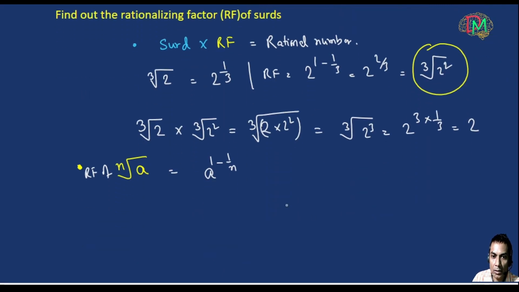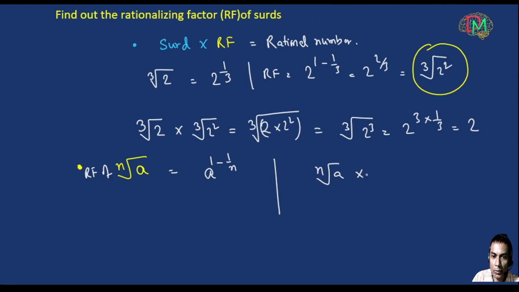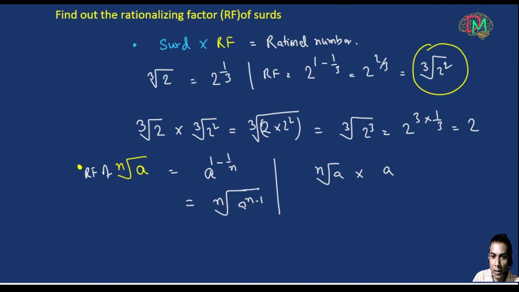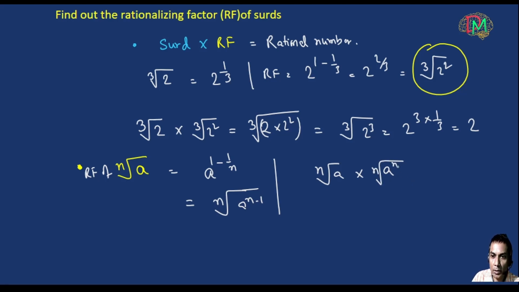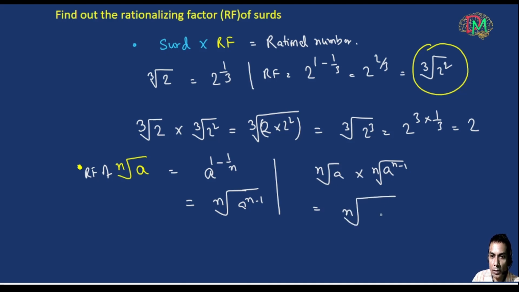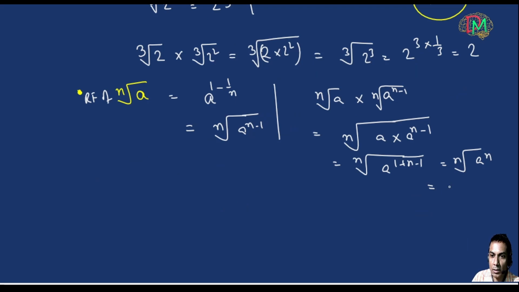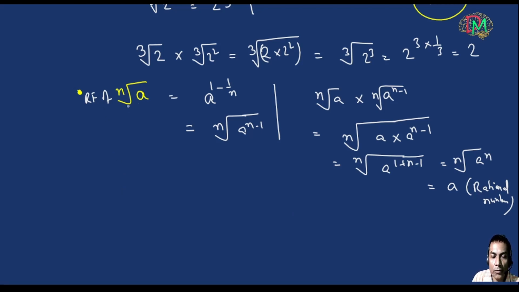Why? Because if we multiply this with this, what value do we get? n root a into n root a to the power n minus 1. Since the order is the same, you can multiply both: a to the power 1 plus n minus 1, then n root a to the power n. The 1 cancels out, then it will be a. We get a rational number. Clear? So we can say that the rationalizing factor of n root a is n root a to the power n minus 1. It is clear?